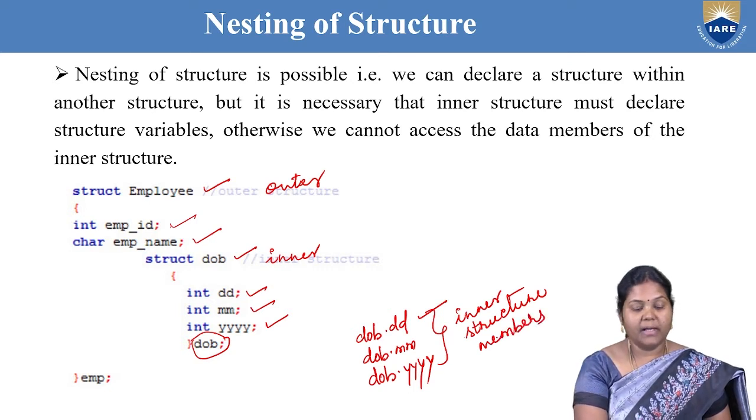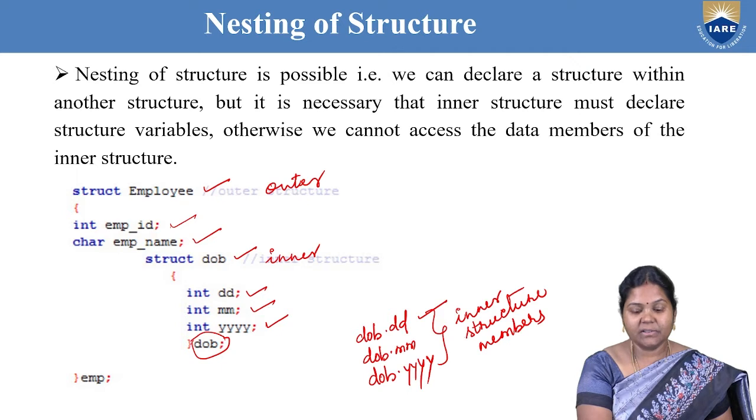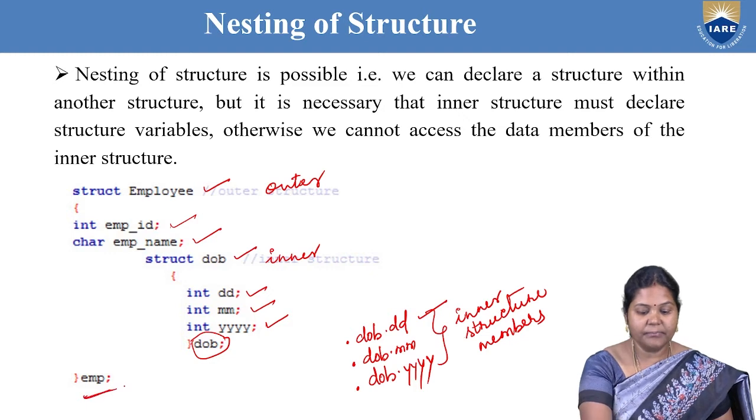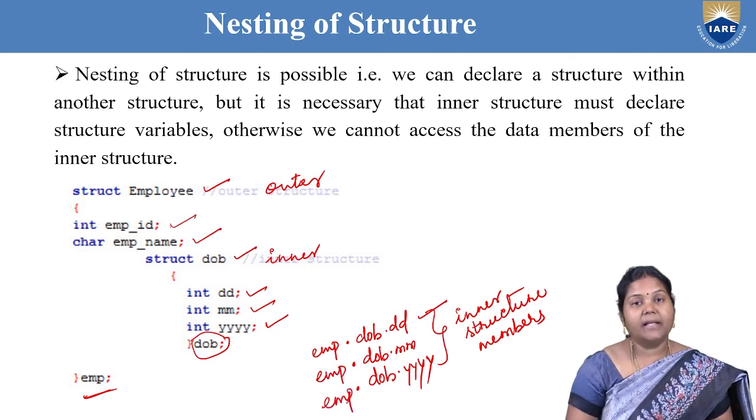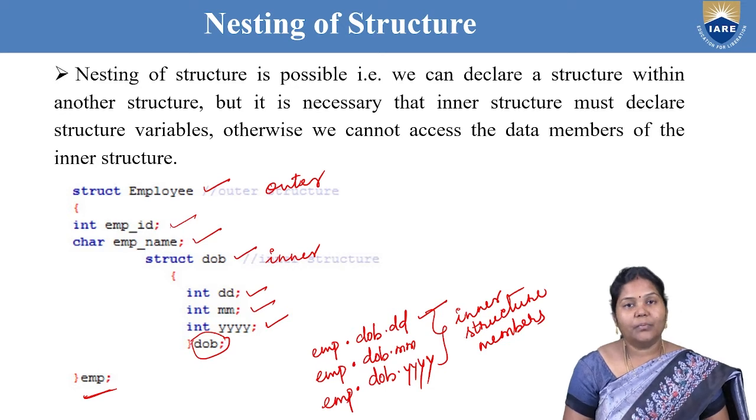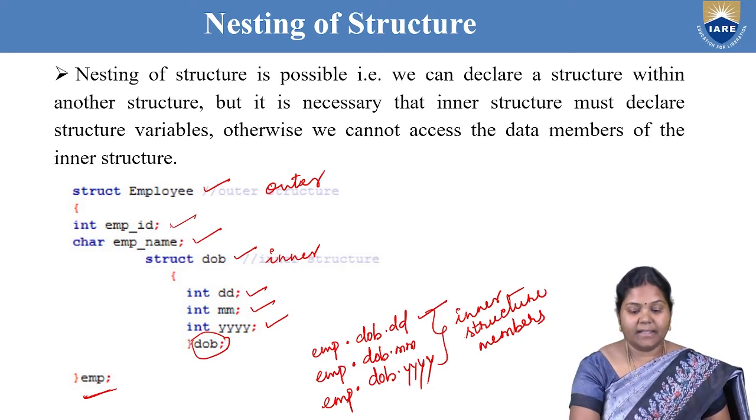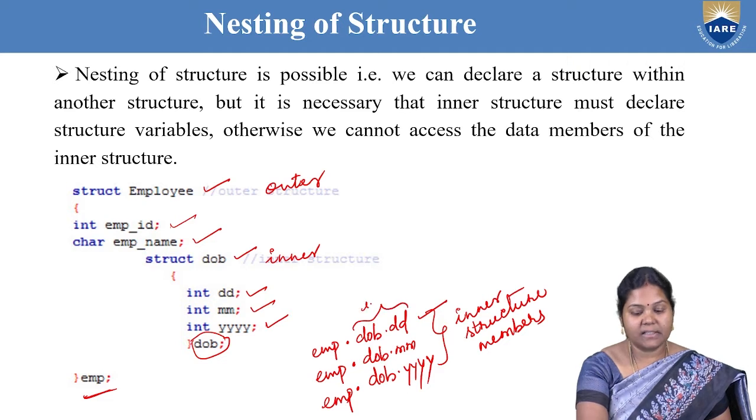Similarly, if you want to access them, this structure is embedded inside an outer structure. That's why whenever you want to display the details of date, month and year, you have to prefix it with the outer structure variable. What is the outer structure variable? emp.dob.dd. Similarly, emp.dob.mm and emp.dob.yyyy. So it indicates that this part is the inner structure and this is the outer structure variable.